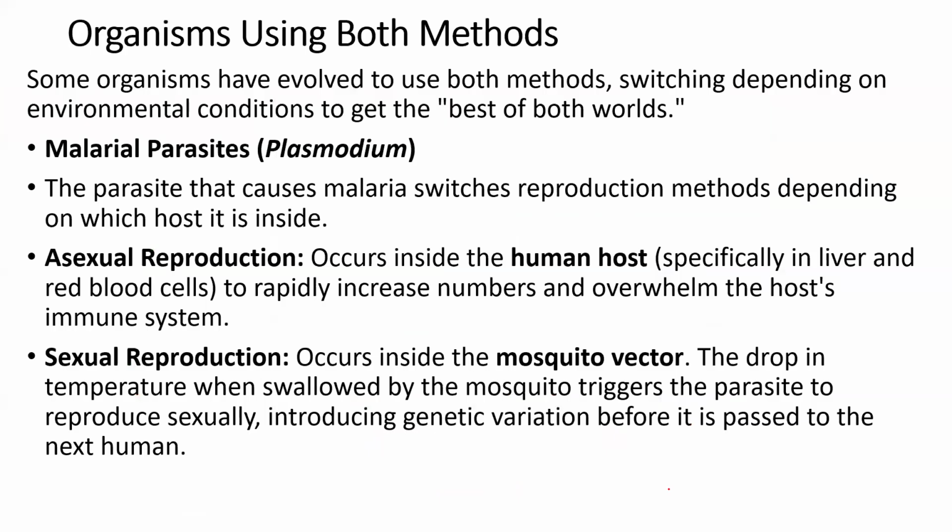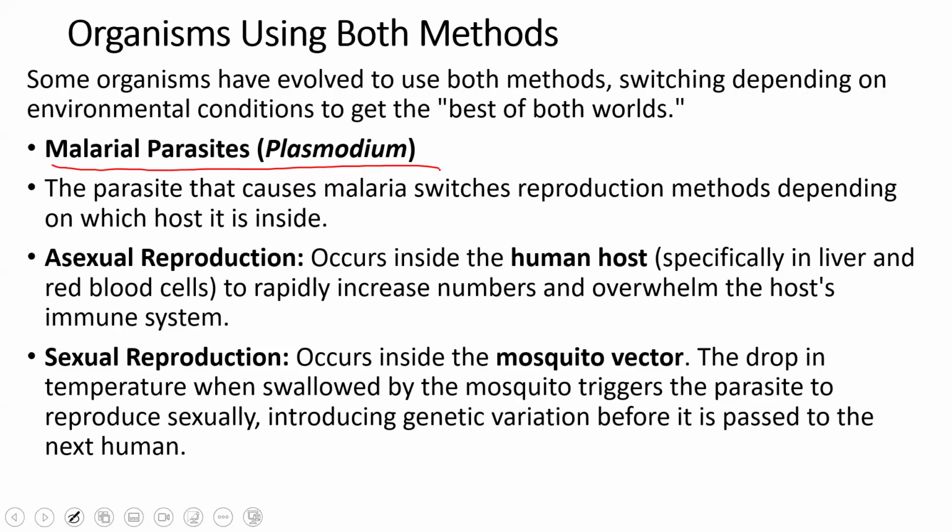Right, now with asexual and sexual, what I'm going to do now is go through the 3 examples that they talk about on the syllabus. Now some organisms do both. The first one is Plasmodium vivax, which is your malarial parasite. Again, I'm not going to go through the whole process of the malaria cycle, but malaria does asexual and sexual reproduction depending on where it is.